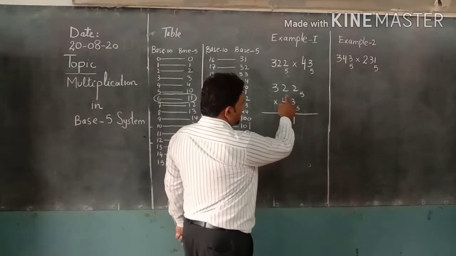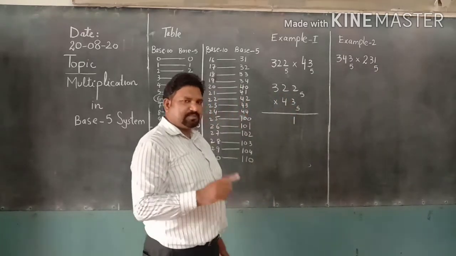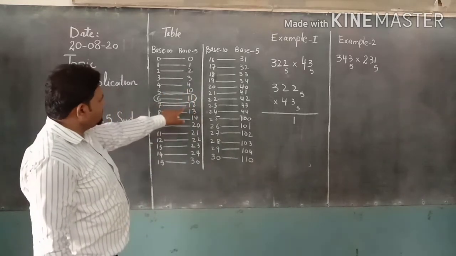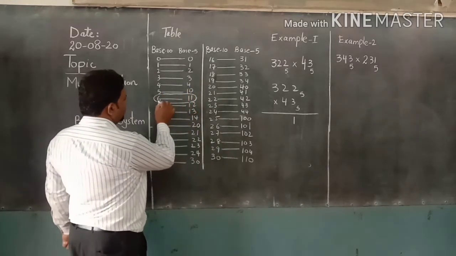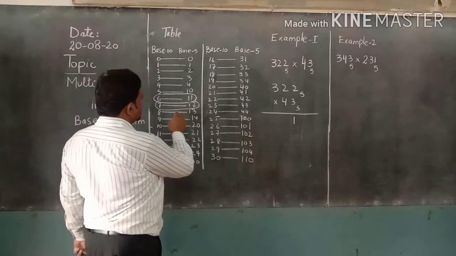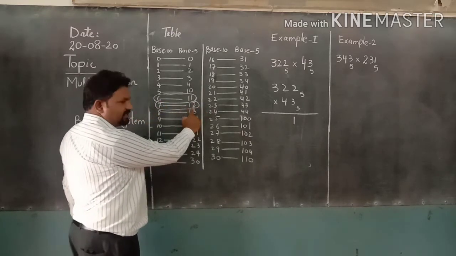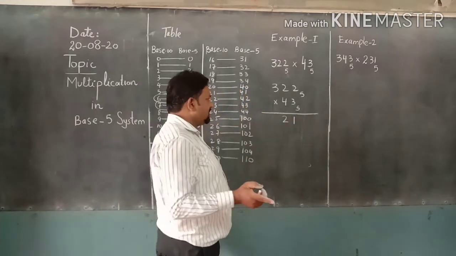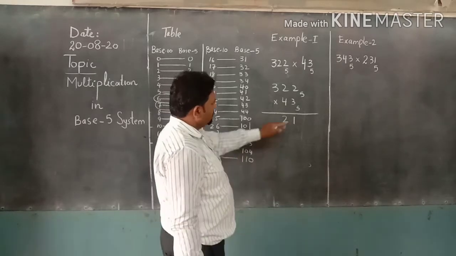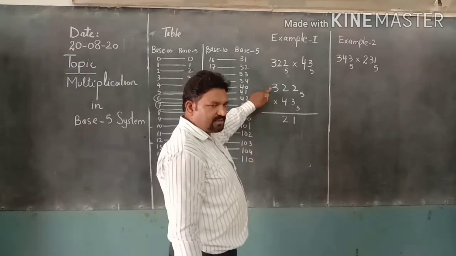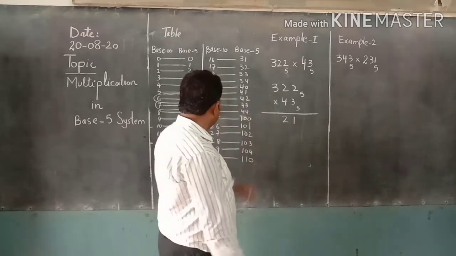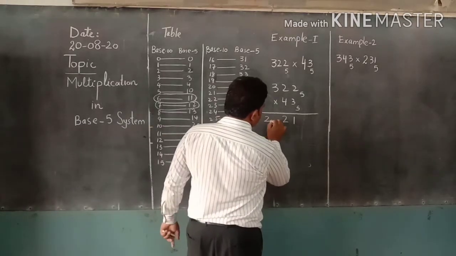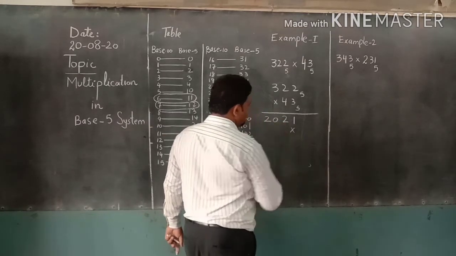Now 3 times 2 is 6, 6 plus 1 is 7. 7 in base 5 is 12. In the place of 7 we write 12, so we write 2 here and take 1 as a carry. 3 times 3 is 9, 9 plus 1 is 10. 10 means 20, so we write the cross sign here.